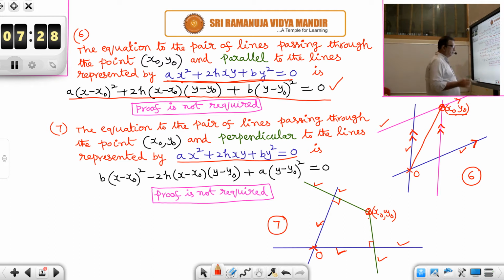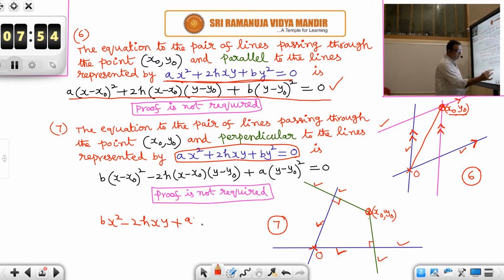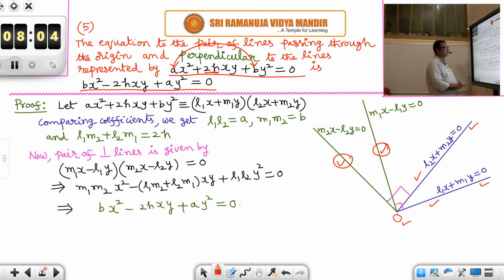So what is the equation to that pair of green lines? For this, we will get the answer in two steps. Original pair of lines is ax square plus 2hxy plus by square is equal to 0. So, what is the equation to the lines perpendicular to these lines and passing through origin? Bx square minus 2hxy plus ay square is equal to 0. Earlier we have seen. That is the fifth one only, I think. So let us go back and see. Yes, fifth one.